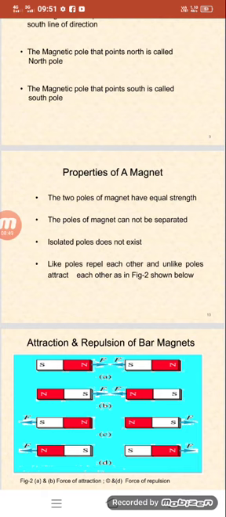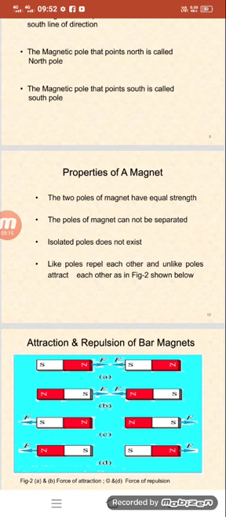After knowing the poles of a magnet, now we are going to learn about the properties of a magnet. The two poles of a magnet have equal pole strength. The poles of a magnet cannot be separated. Normally we do not find any single pole. We can't separate the poles into one single north pole and one single south pole, because isolated poles do not exist. So that is one property.